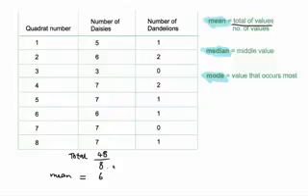distributed across this field. For the number of dandelions, you would do the same thing. So I think in this case I've got a total of 8 divided by 8, so I've got a mean of 1 dandelion per quadrat. Okay, so that's working out the mean.